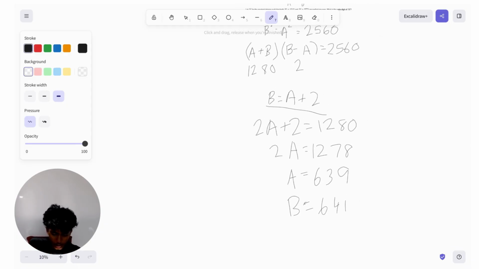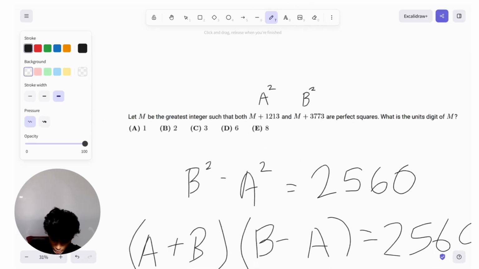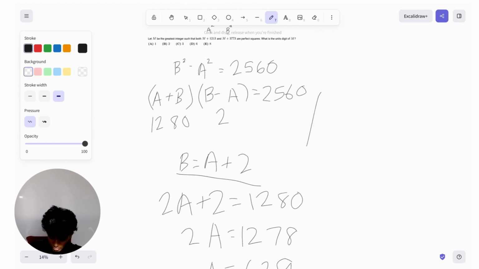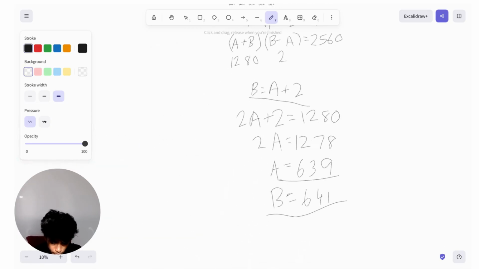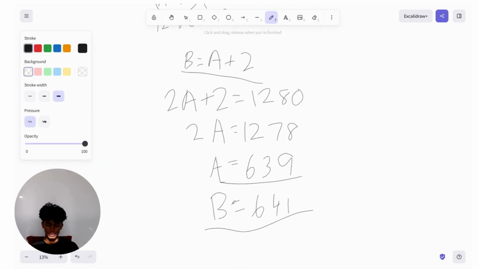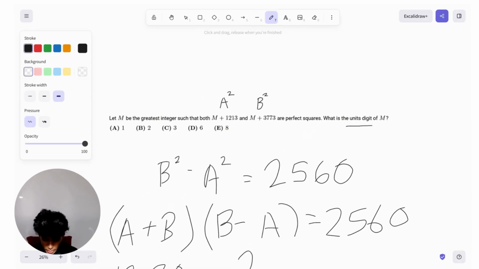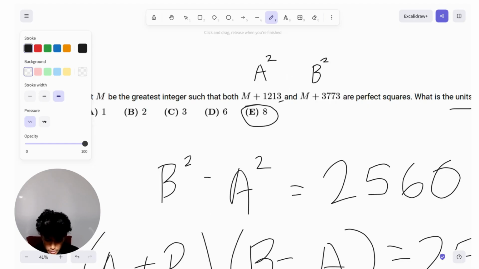Okay, so now that we have what a and b are, we have to figure out what m is. Now, we could just square the entire term, but since the question only wants the units digit, what we can do is just calculate what the units digit of this number is going to be. So let's take a for example. 9 squared, the units digit is going to be 1. And since we want to subtract a units digit of 3 from that 1, we are going to get 8. Thank you guys so much for watching, and I'll see you in the next video.